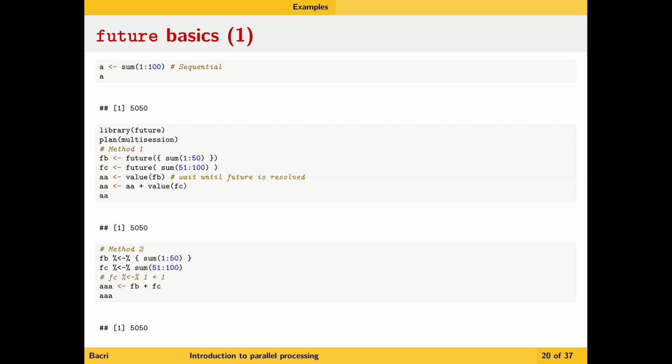This is just faster to write, and you don't have to bother about writing future parentheses and value parentheses or resolve. There is a function called resolved where you can just ask if the value has been computed. It will compute it, and you can do other stuff in the meantime. But the main idea is really to go through this. It's simpler, in that you don't have to bother about all the rest.